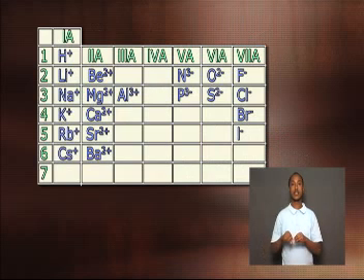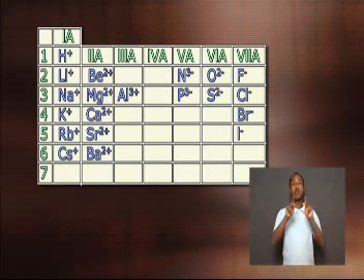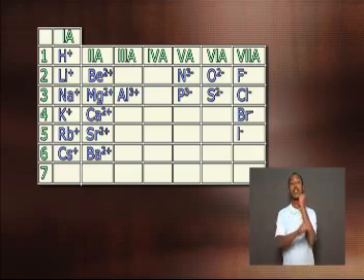Students, look at this table. It shows the position of some other elements on the periodic table based on the ions they normally produce. As you can see, there are a few trends based on groups.